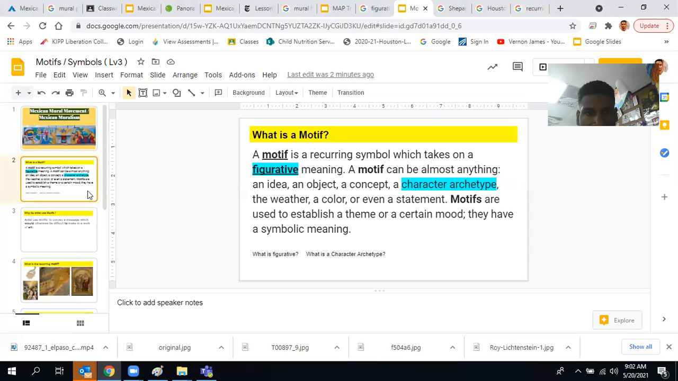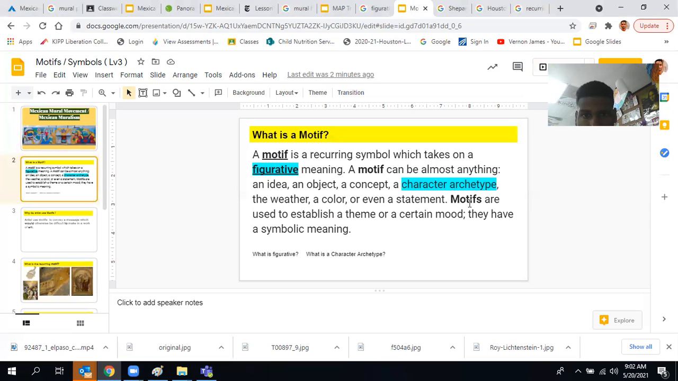And what are motifs? Motifs are basically recurring symbols which take on a figurative meaning. If you don't know what figurative is, I want you to try to search that so you can have an idea what figurative means. A motif can be almost anything. It's like a recurring idea, an object. It could be a concept or a character archetype. If you don't know what a character archetype is, please research that.